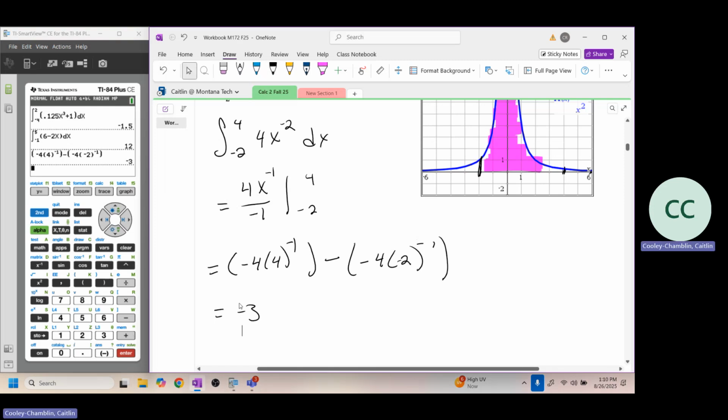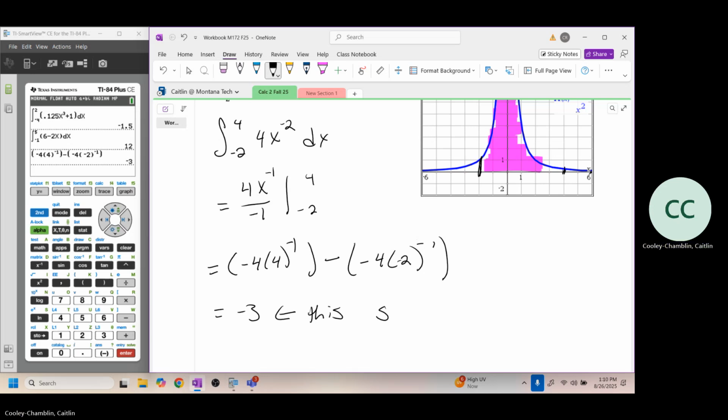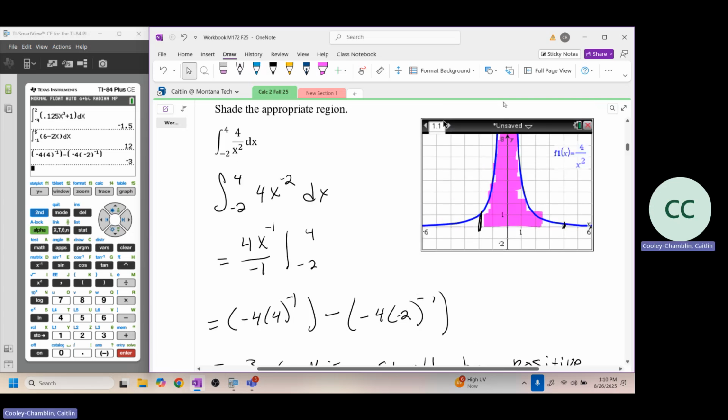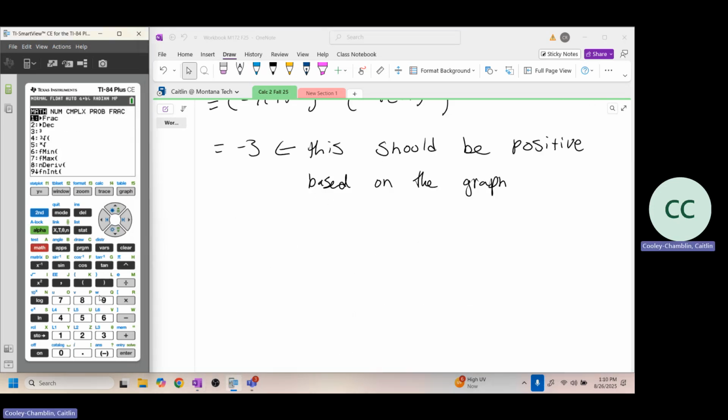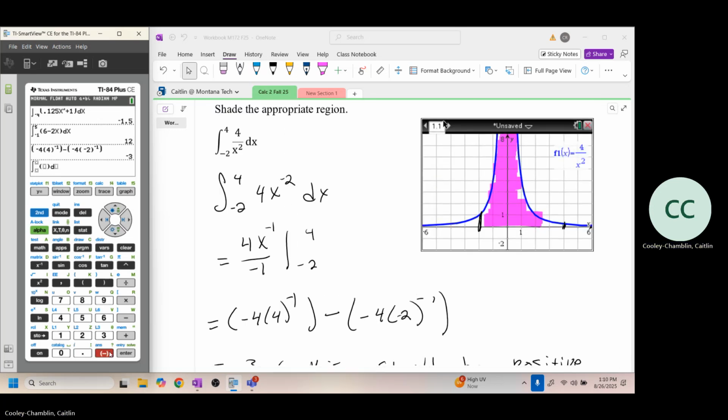Okay, well, the area is above the x-axis, so this should be positive based on the graph. Notice that my graph comes up here. And when I do in my calculator math 9, from -2 to 4, of 4x to the -2 dx.